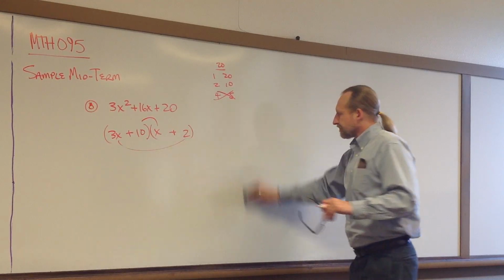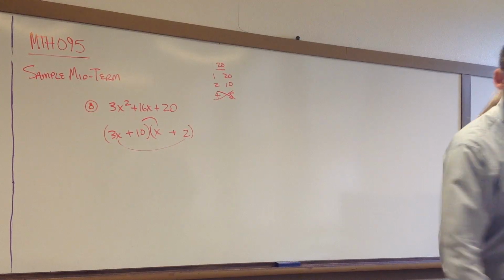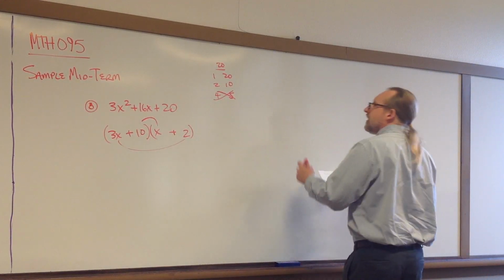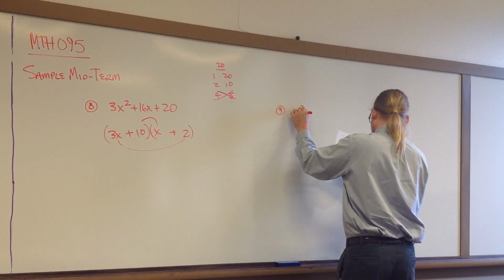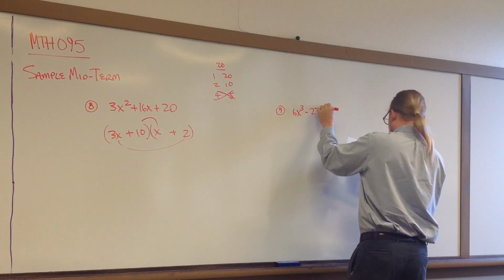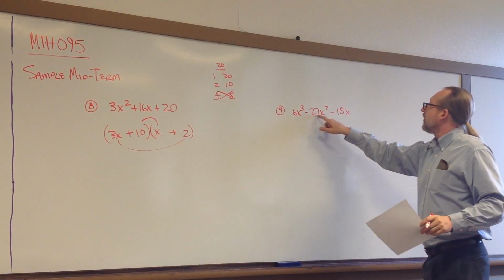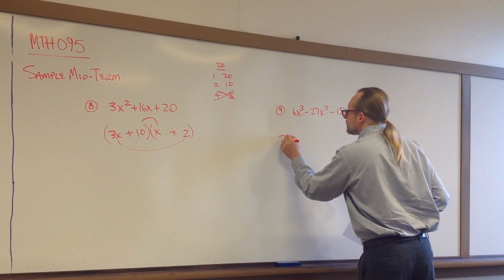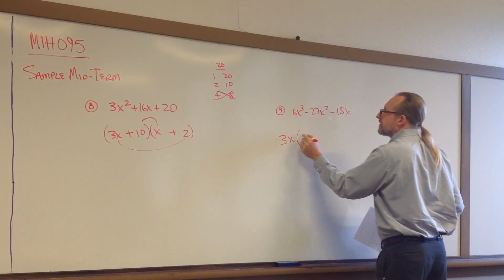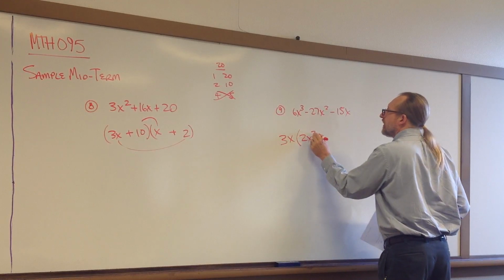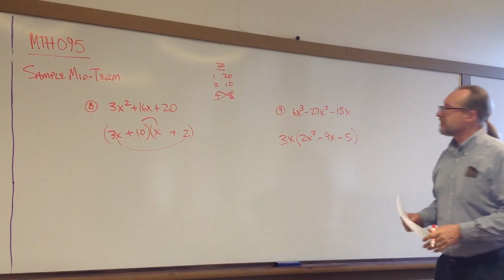Now the last one is one of these multi-step problems where we need to pull out a common factor first and then factor what's left inside the parentheses afterwards. So these coefficients are all divisible by 3, and they all have an x. So what's left? 2x squared minus 9x minus 5.